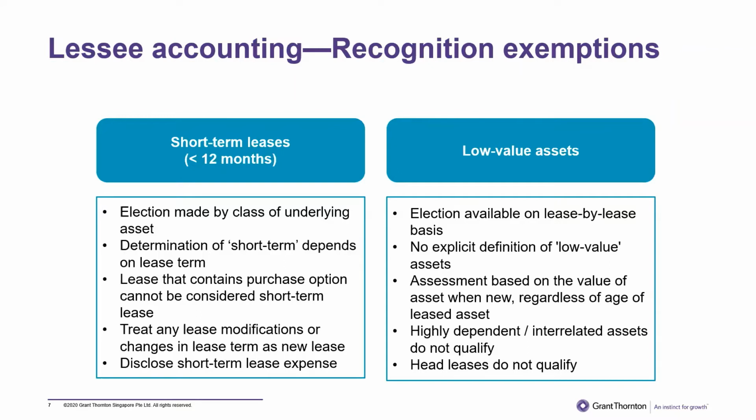The second exemption is low-value assets. Again, this is based on a lease-by-lease basis. So while short-term lease was on an underlying asset class, this is on a lease-by-lease basis. The standard doesn't define what a low-value asset is. However, IFRS 16, in its basis of conclusion, has $5,000 as kind of a suggested benchmark. It's not in the standard, it's just a suggestion by the standard setters. So that's something you may want to consider when you're evaluating what a low value asset is.